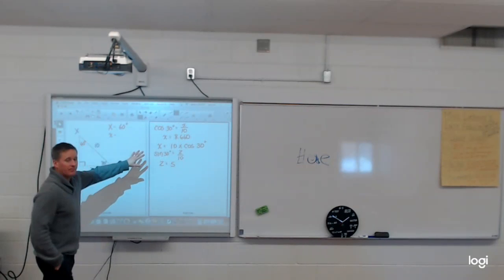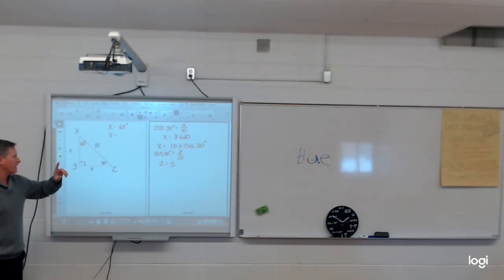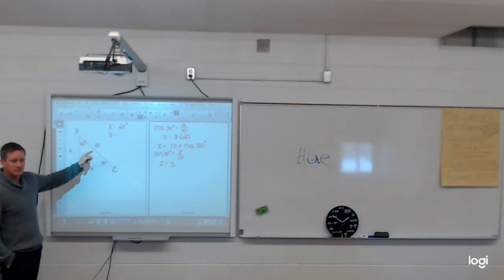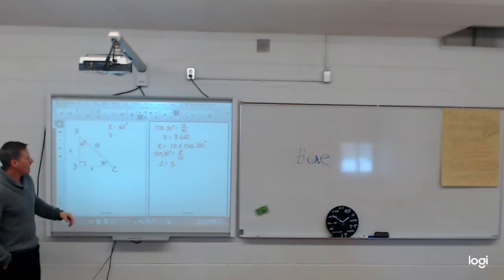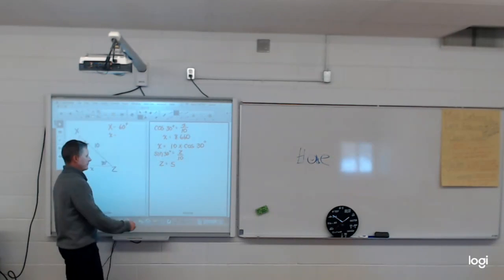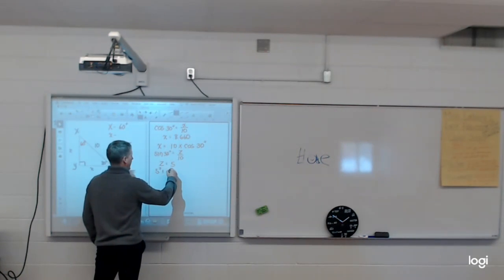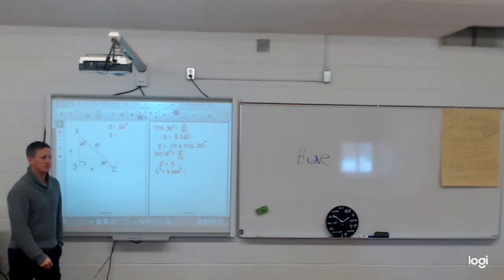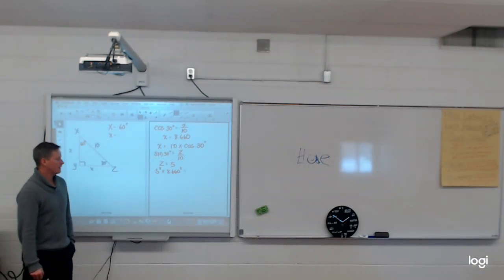Now, I want you to look at the board for one second. I want to check to see that I got this right. I'm pretty sure 60 is right. So how do you propose I check to see if the rest of it's right? Take 5 squared and add it to 8.66 squared. And what should it equal? 10 squared, which is 100. Pretty close.